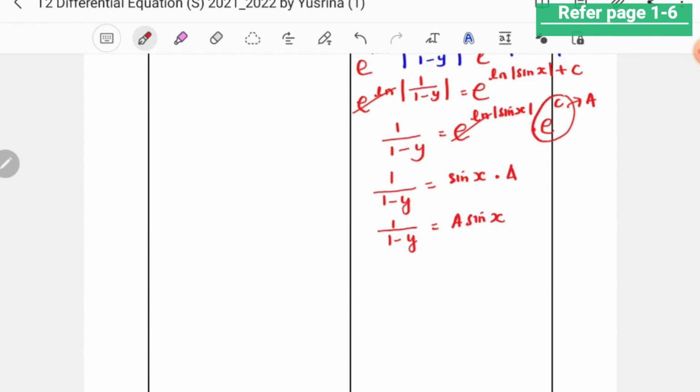And then find y as the subject. So 1 over a sin x equals 1 minus y. Then y equals 1 minus 1 over a sin x. Okay, this one we call the general solution.